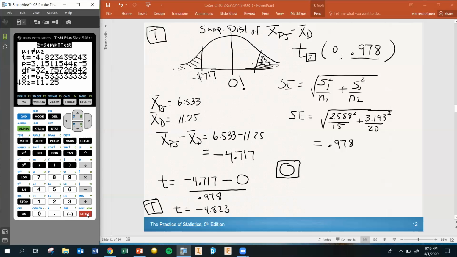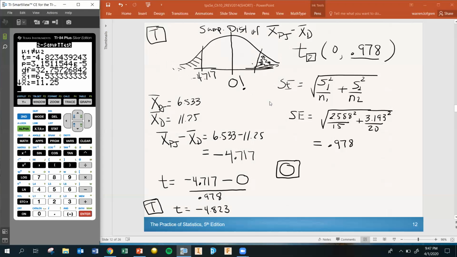So when we calculate that, notice the first thing it shows me: t-score, negative 4.823, right up here. That matches what we got. The p-value is calculated for us. It says 3.15, but out at the end there's that e minus 5. So we have to remember that really means this is a very, very small p-value. But look what else it tells you. Degrees of freedom, about 32.7. So where would it get 32.7?